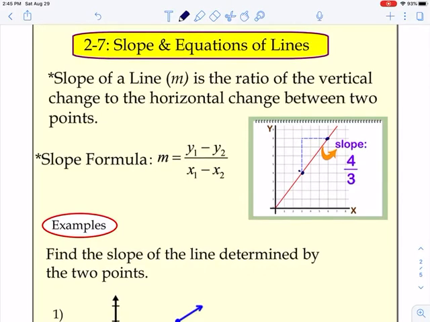So if I start at this left-hand point that I'll put an x on here, I'm first going to move up a total of 1, 2, 3, 4, and that's how they got their 4 there. Because I went up, it's positive, so that's why it's a positive 4 on the top. And then I went to the right 1, 2, 3, and that's why there's the 3 on the bottom. So 4 over 3 is the slope of that line.